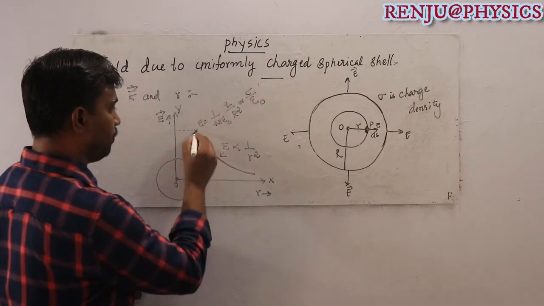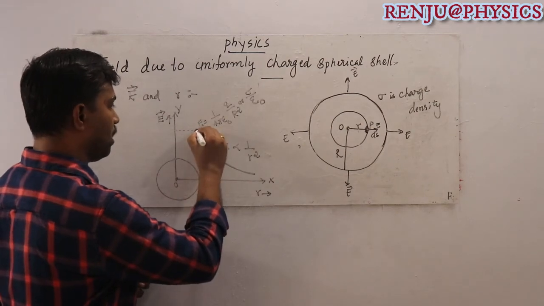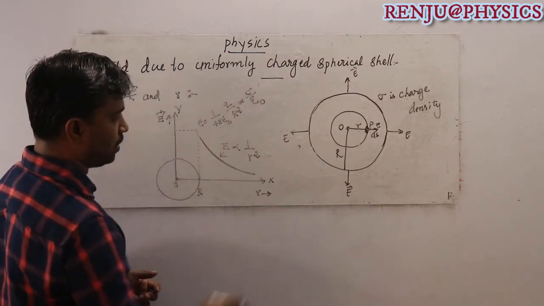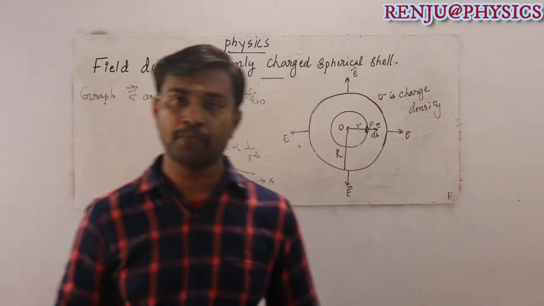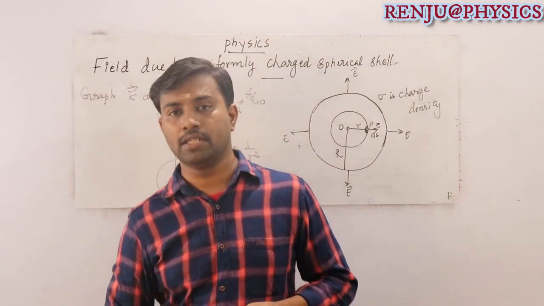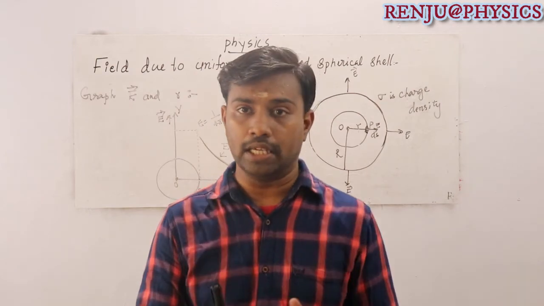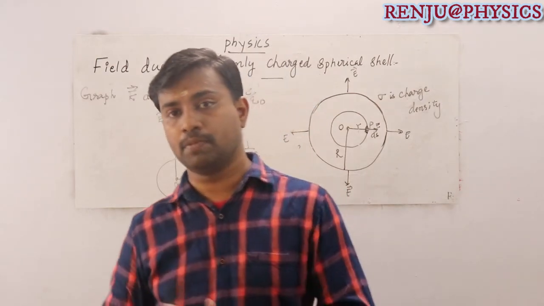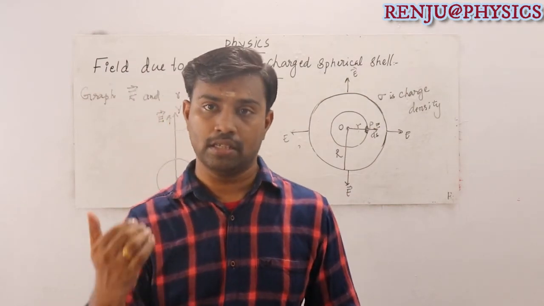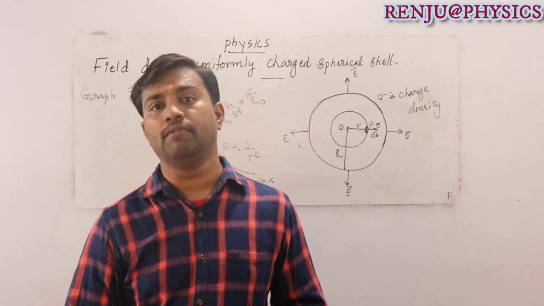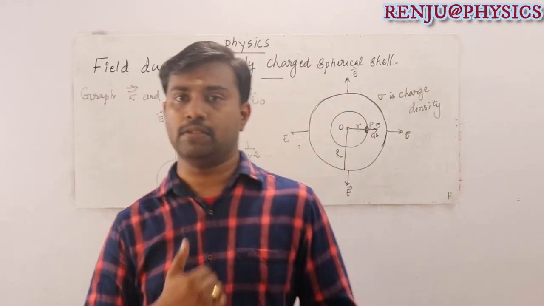So this is the variation of electric field intensity versus distance. On the surface, the electric field intensity is maximum. If the distance increases, the electric field intensity decreases. So this is about the variation of electric field intensity at a point due to a spherical shell. We considered three cases: one is a point outside the spherical shell, one is on the surface of the spherical shell, and the other is a point inside the spherical shell. And we got the equation for finding the electric field in all these three cases.